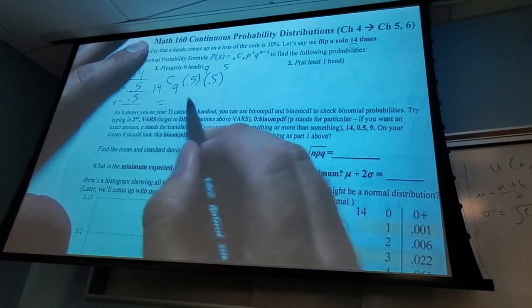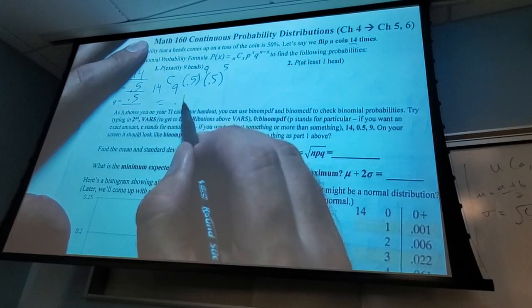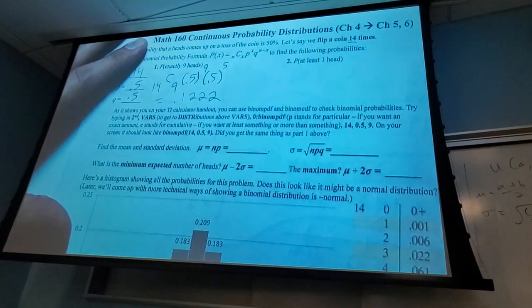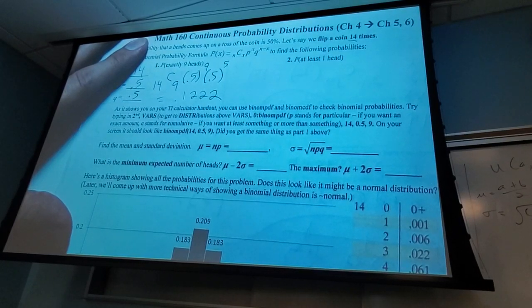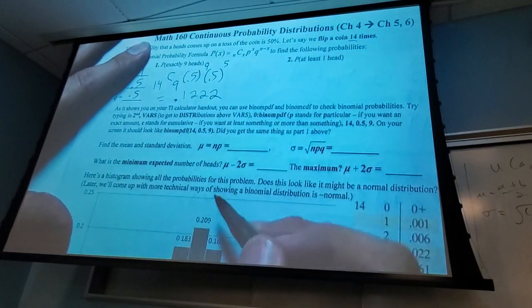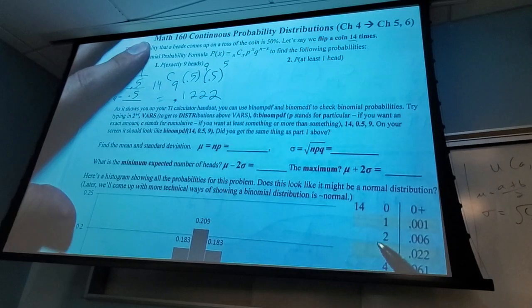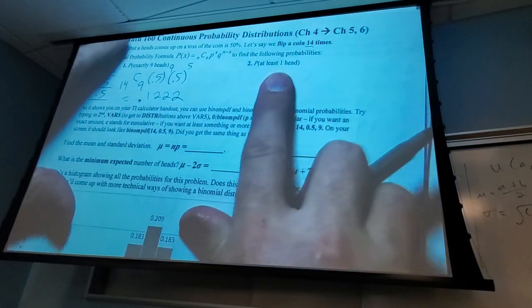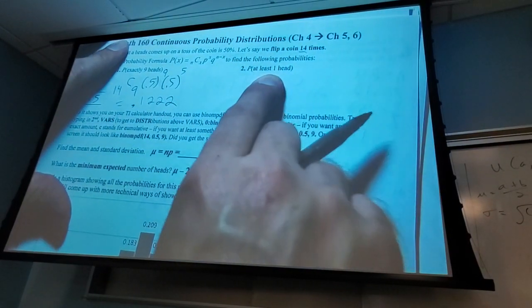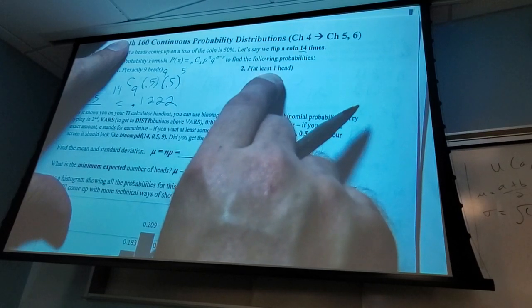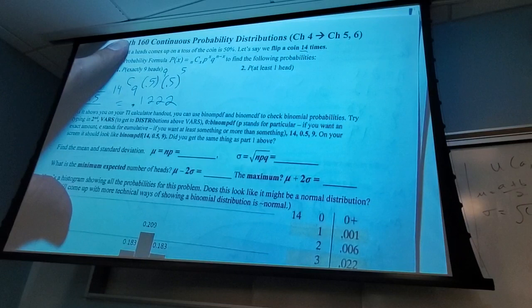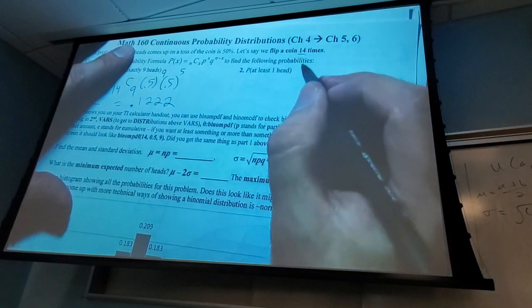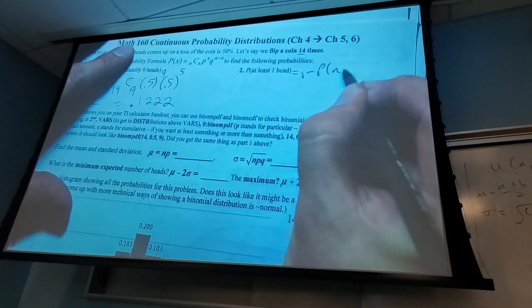So what do you get when you throw it into the calculator? 0.1221. Now what about this one, at least one head? That would suck, because you have to do the formula for 1, for 2, for 3, for 4, up to 14. So I'd much rather do 1 minus the probability of none.